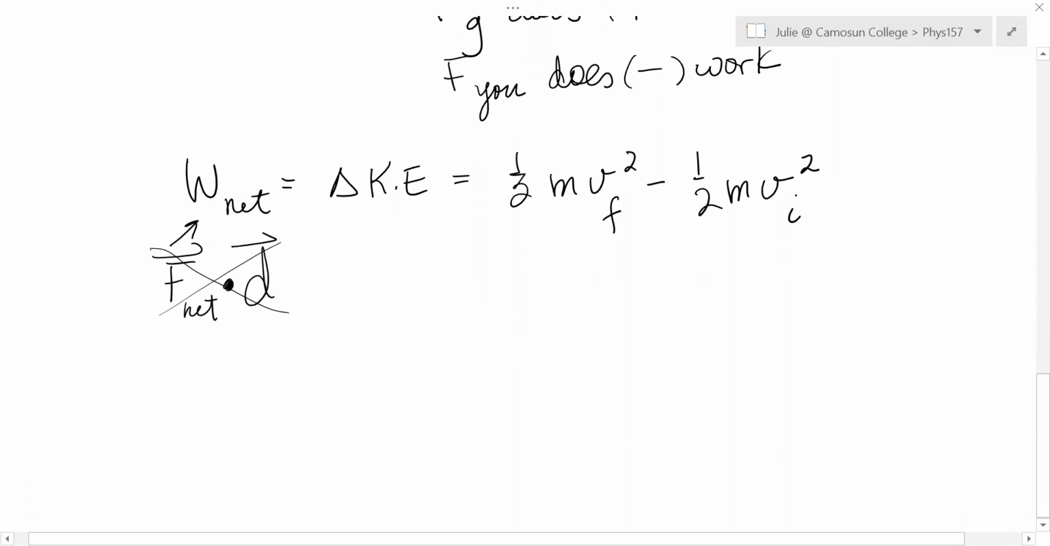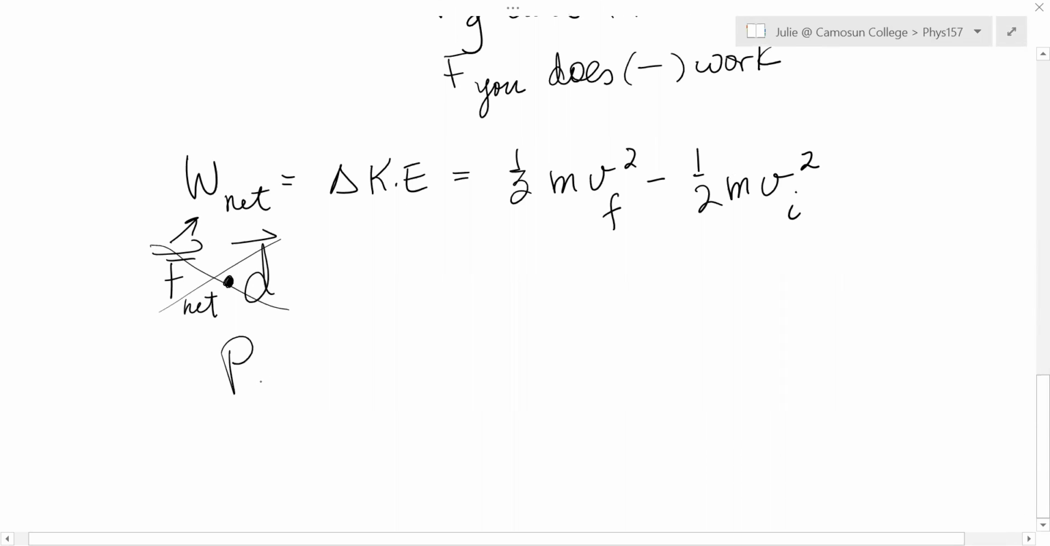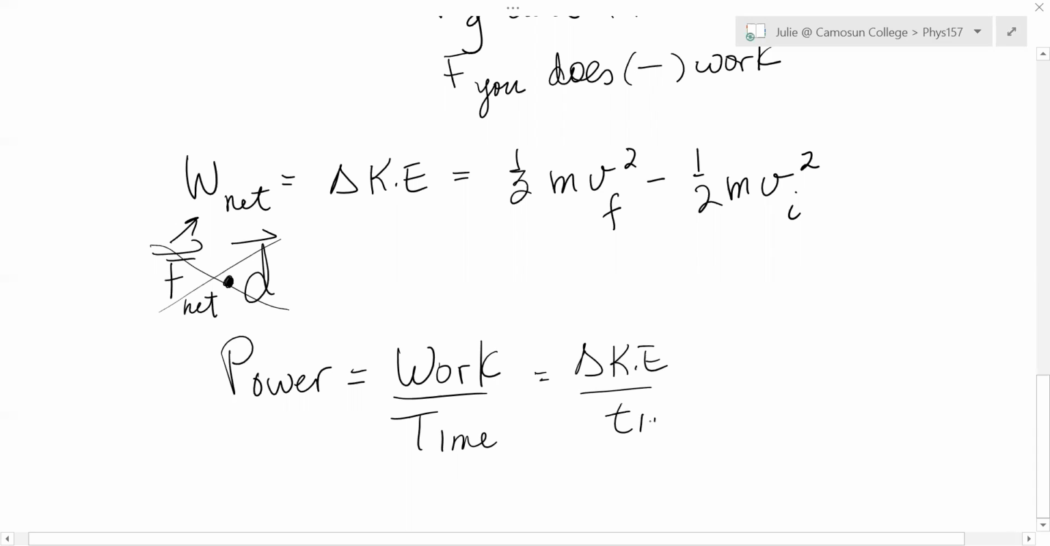Okay, another formula that you're going to need is power. And so power is the rate of doing work. It's work over time. Now, there's a number of different ways that you can write this. If this is net work, then you can say change in kinetic energy over time. If speed's not changing, but maybe the potential energy is changing, you can go change in potential energy over time.